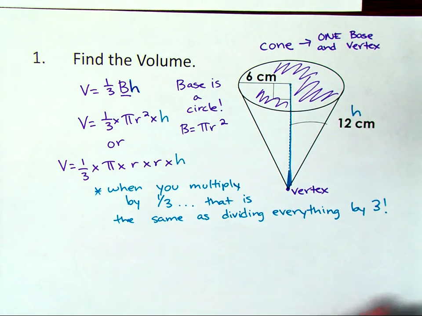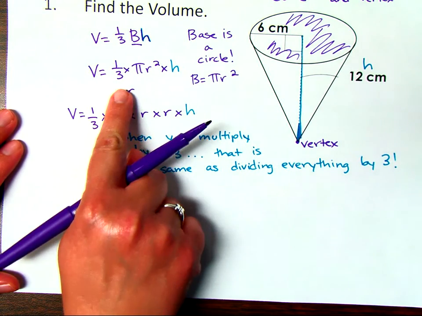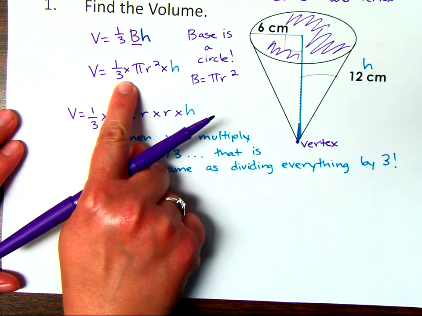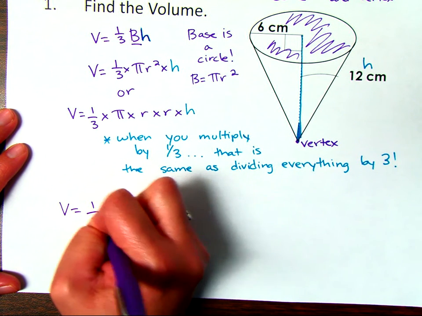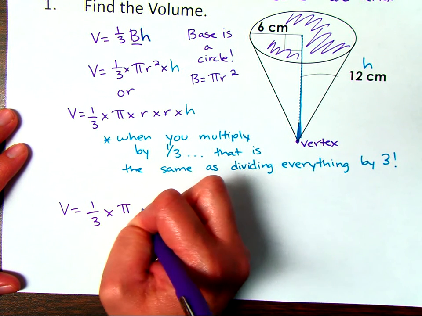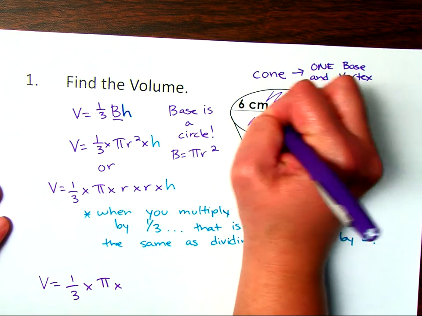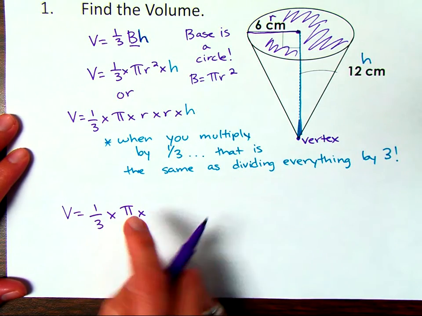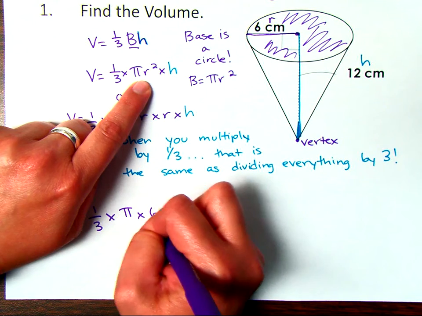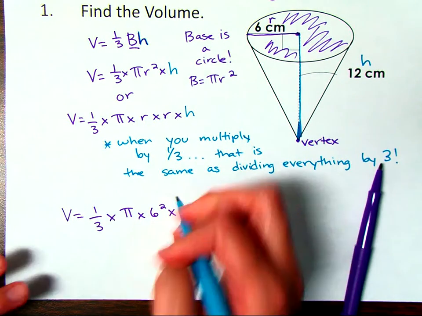just because I really want to make sure that you use the way that works best for you. So let's start with this first one, the original one, 1/3 times pi r squared times height. So volume equals 1/3 times pi times my radius. Well, from the center to the edge, that's my radius, is 6. So 1/3 times pi times 6 squared times the height of the cone, which is 12.